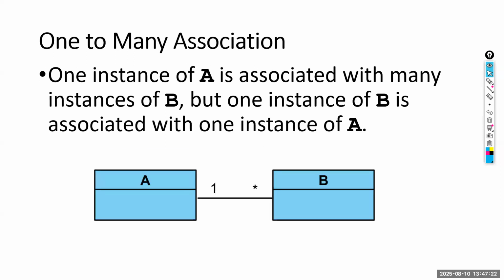So this is a one-to-many association. That means one object of A is associated with many objects of B. So that means A can send message to not just one object of B, but many objects of B, which are assigned to A, which are related to A.